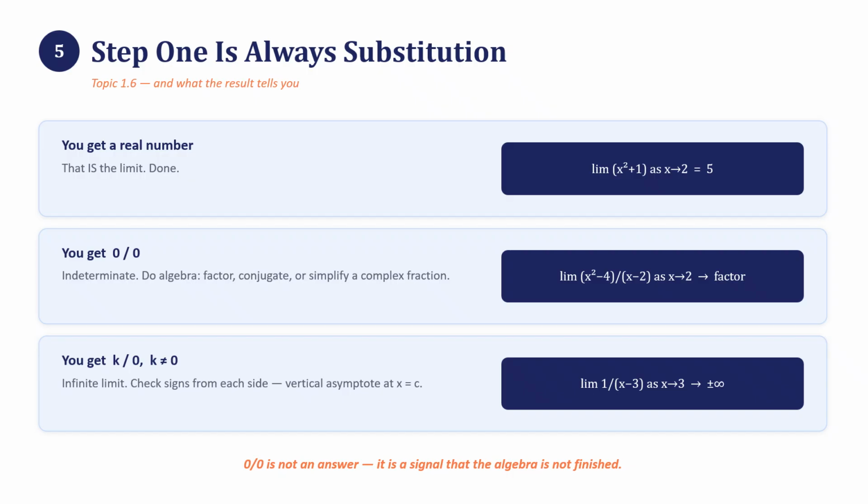However, if you get 0 over 0, which is indeterminate, you can do multiple things. You can factor, do conjugates, or simplify complex fractions. So the example we have here is limit as x goes to 2 of x squared minus 4 over x minus 2. So what we would do here is factor x squared minus 4 into x plus 2 and x minus 2, and then we would cancel the x minus 2's, and then plug 2 back in, which gives 2 plus 2 is 4. And finally, if you get a limit of a number over 0, so then you would have an infinite limit, and you have some sort of vertical asymptote at c.